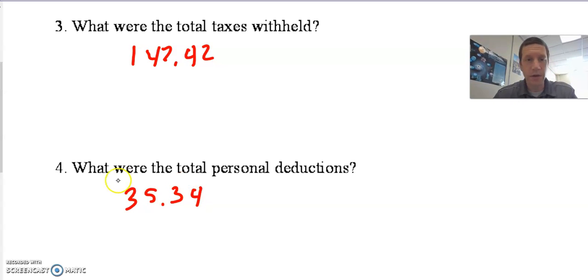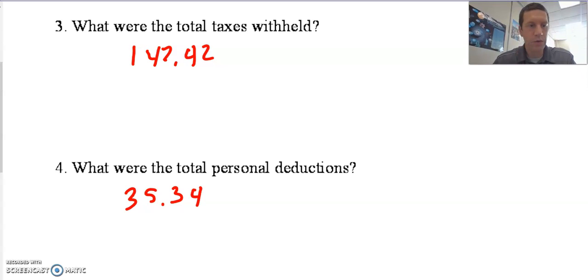So that's it. Just looking at the pay stub, finding those calculations, and then verifying what your gross pay should be.